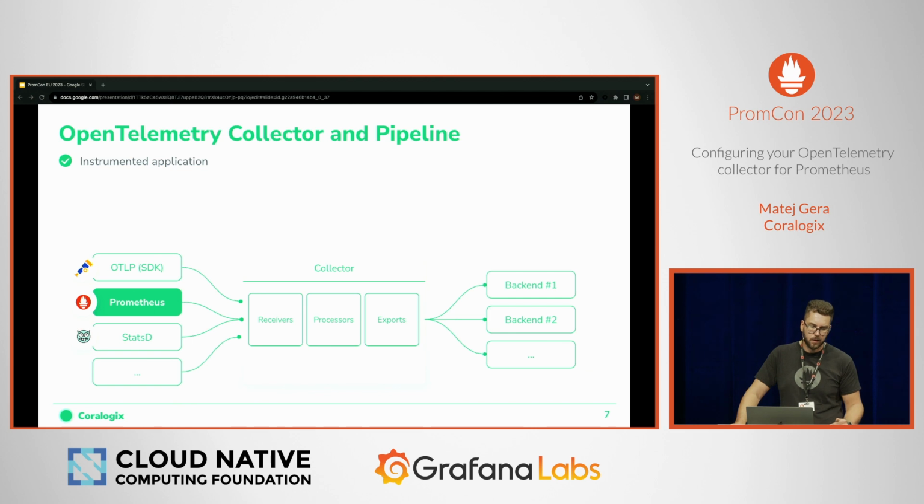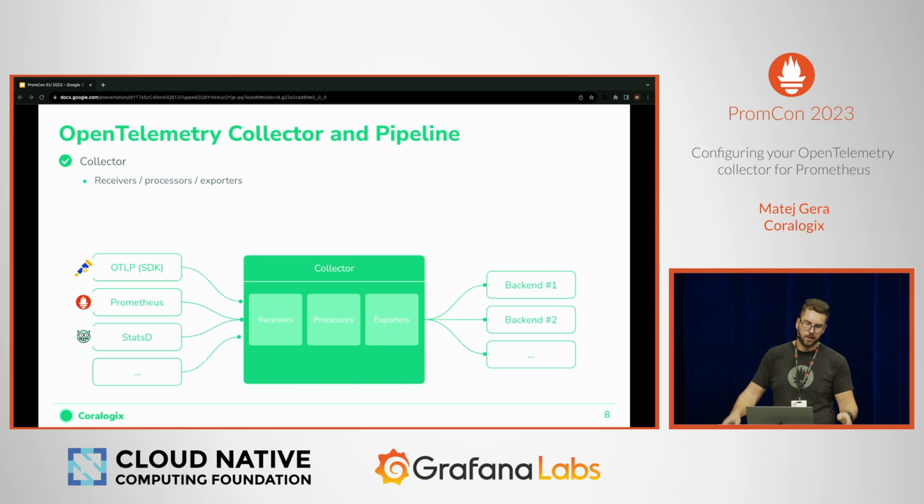On the other hand, using the collector also gives you the possibility to introduce some other protocols. For example, if you opt to instrument your applications with the native OpenTelemetry SDK, you can send metrics in the OTLP format, or you might want to use some other protocols. Maybe you have some parts of your infrastructure that are not using Prometheus, but rather some other protocols. I have statsd here as an example. So the collector makes it easier to receive data in these other protocols.